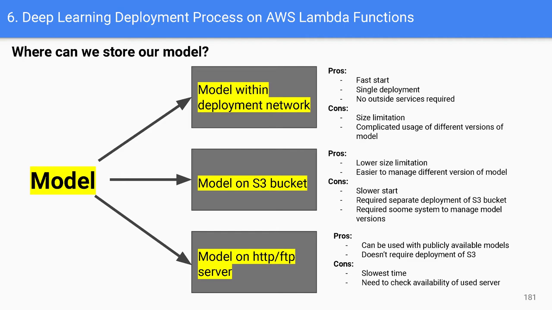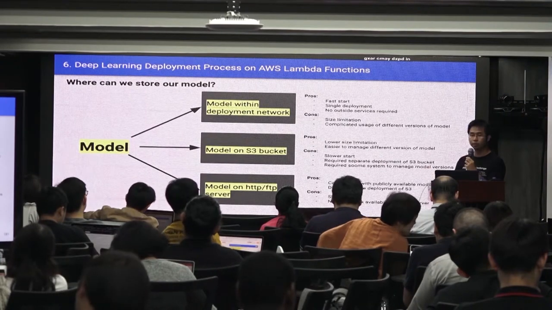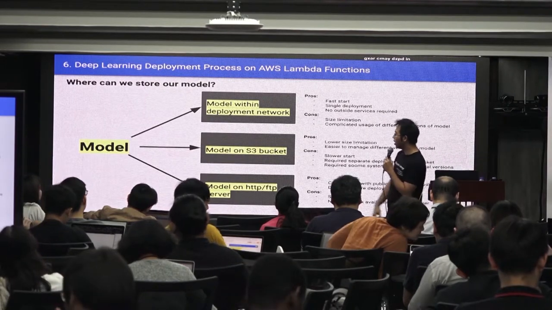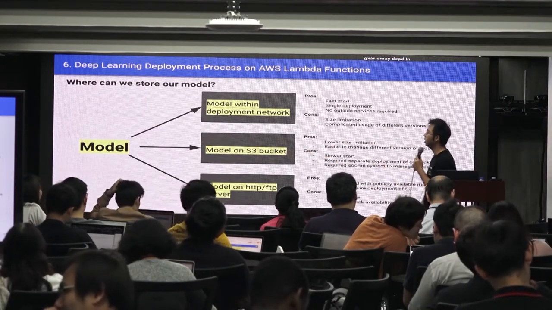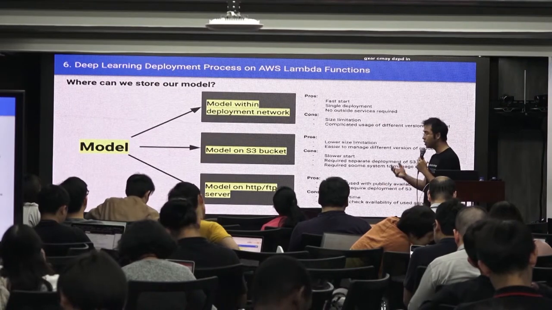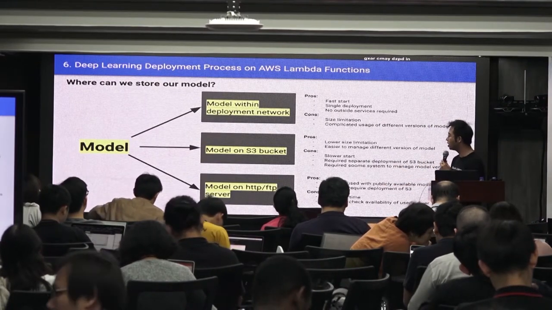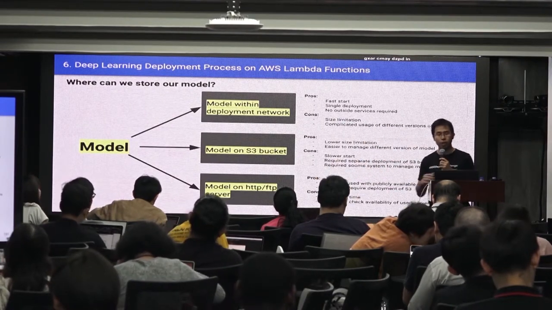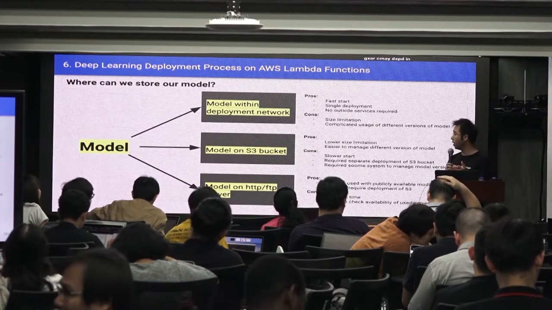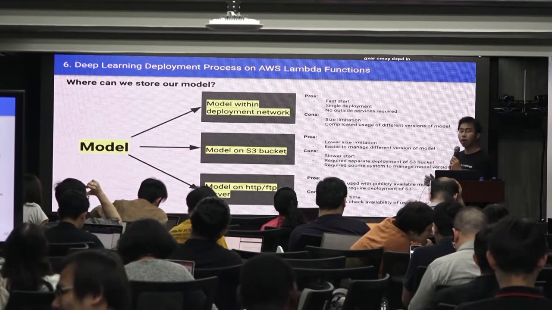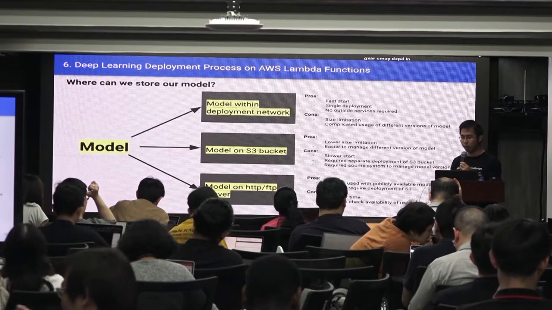What I mean by inside deployment network is maybe ad hoc storage on Lambda itself, a very small one. You can also save your model on an S3 bucket, where you keep larger files, larger graphs, larger weights of your model, right? Or maybe your model will be somewhere on any server, for example when you use TF Hub, or you take a pre-trained model. You can take a model from HTTP or FTP if you have a server as well.